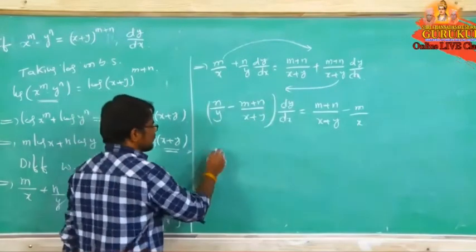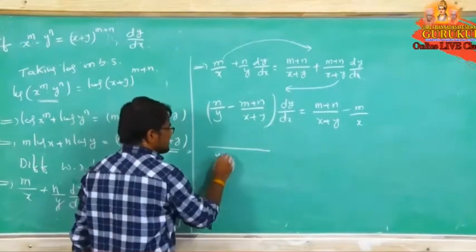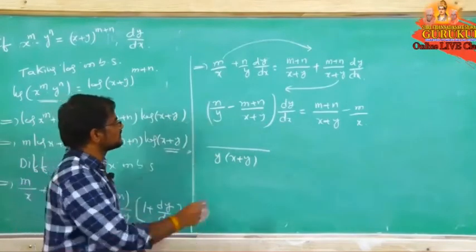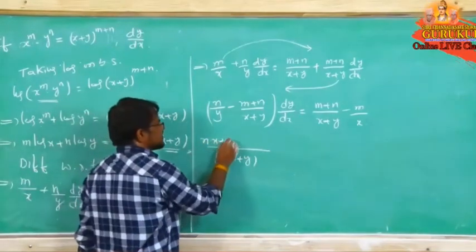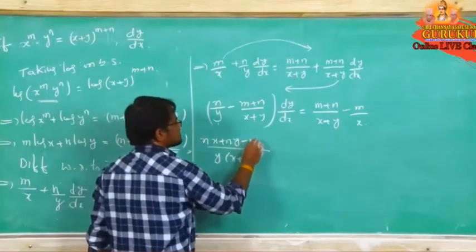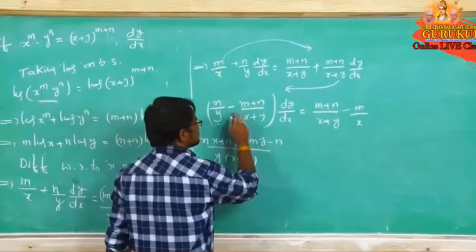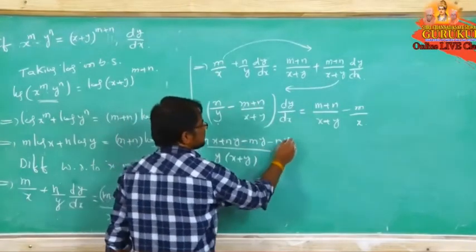LCM. What is the LCM here? y into x plus y is the LCM. And here nx plus ny minus my, here minus of minus, sorry, minus here plus ny.